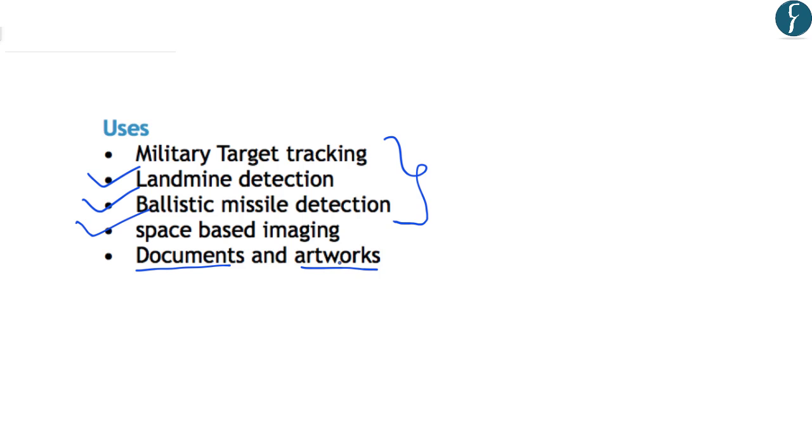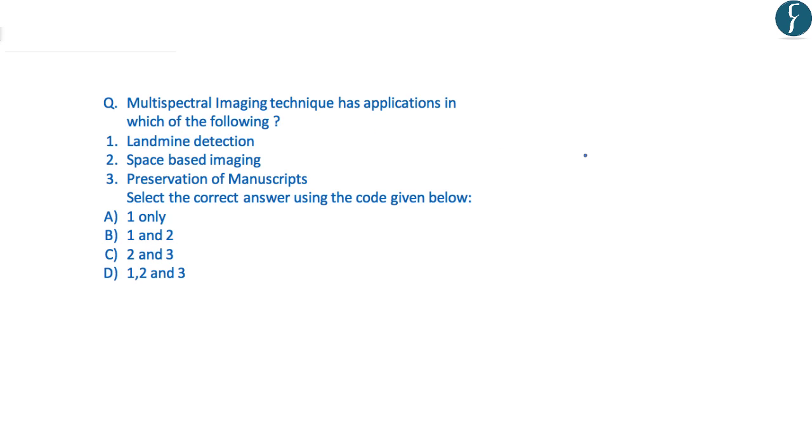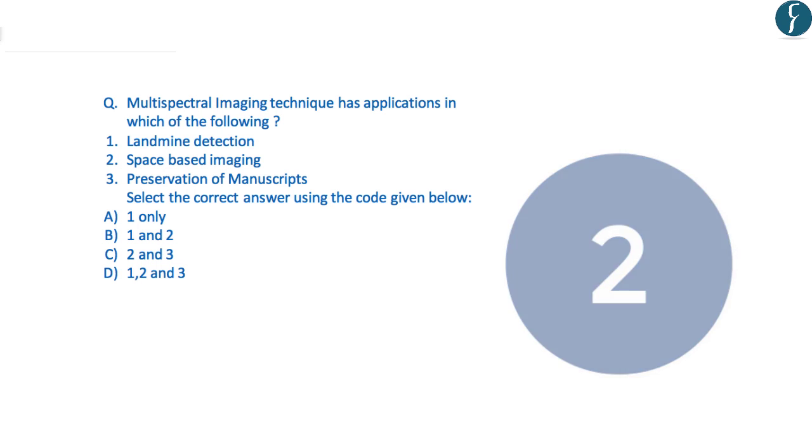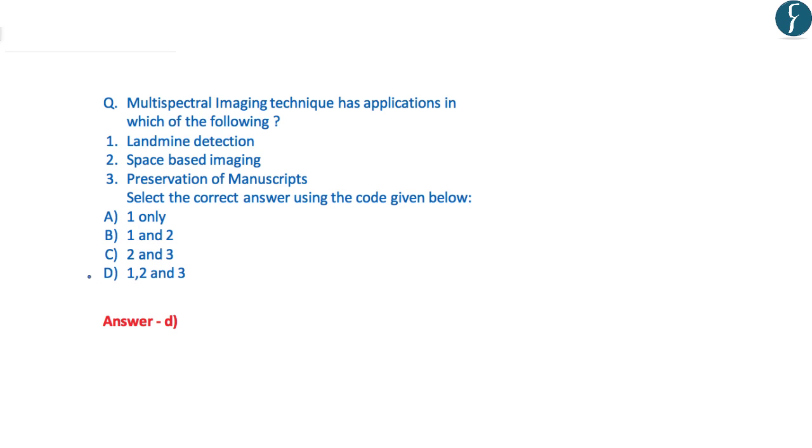or funguses. Now, after going through this discussion, you should try this question from your preliminary examination point of view. The answer for this question will be displayed after 5 seconds. So the correct answer is D. That is, the multispectral imaging technique has applications in all the three which have been provided in the question. That is, it has applications in landmine detection, space-based imaging, and preservation of manuscripts. And with this, let us move on to the next article.